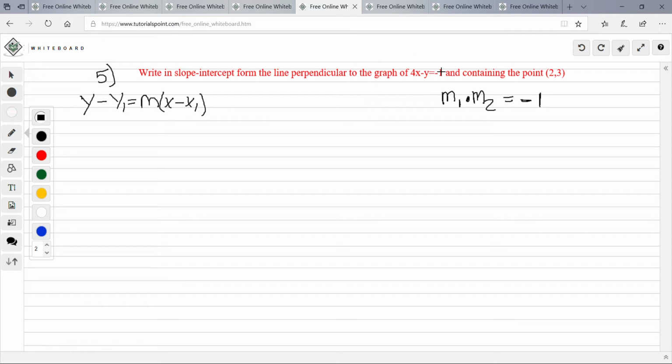So from looking at this, 4x minus y equals -1, we have to find the slope. How do you find the slope? You get y by itself. So I'm going to subtract 4x from both sides. -y equals -4x minus 1, and then divide by -1. y equals 4x plus 1.